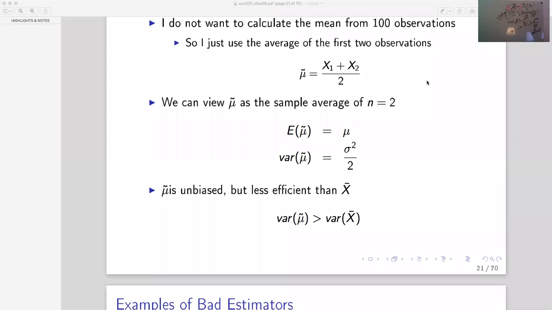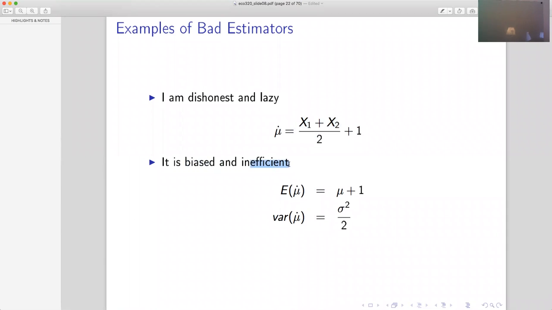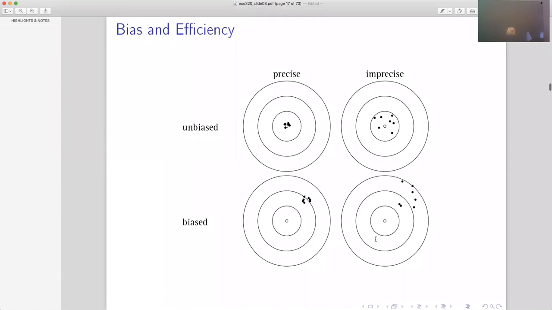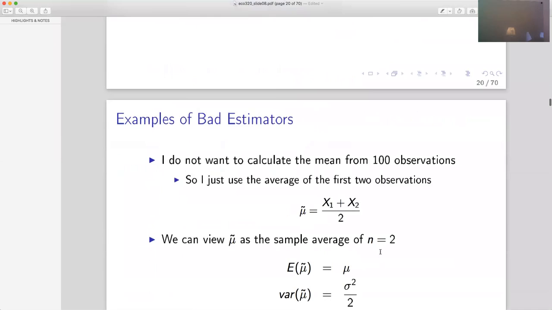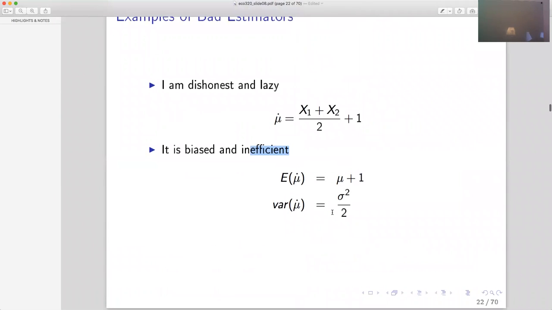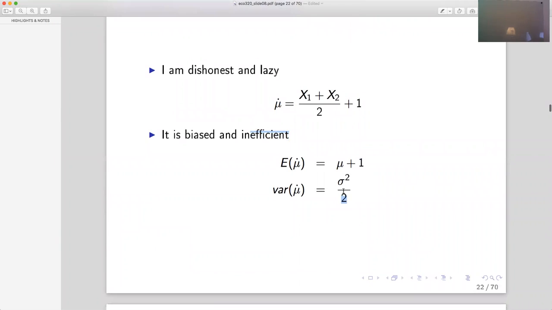So those are very important distinctions. Those were the examples. So I was dishonest and late, so I just add one. So it's biased and inefficient. It's the worst case. So just try to do some math, whether you are getting similar results to what I do. This was one of the examples, it's biased, and on top of that, it is inefficient. So check out why this is the case.